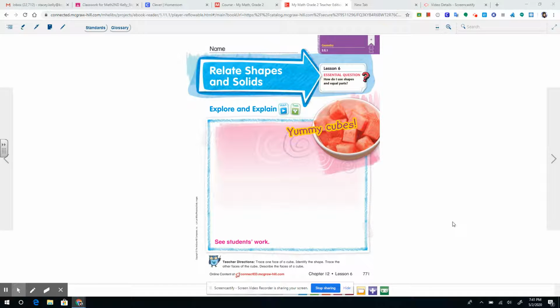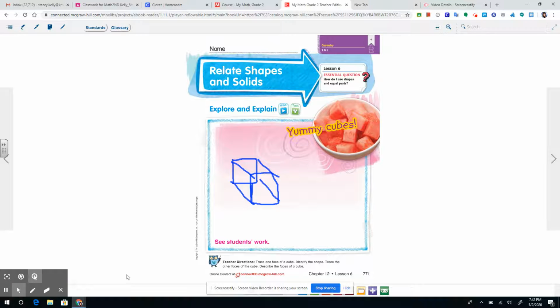So if I were to draw this out, and we just talked about this in the last lesson, I would have 6 squares, because we know that a cube is made up of 6 squares. That looks more like a rectangular prism, but I did the best I could on this platform.